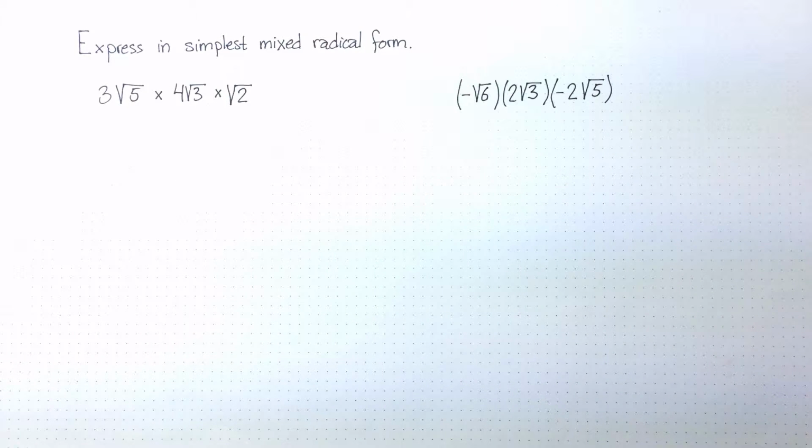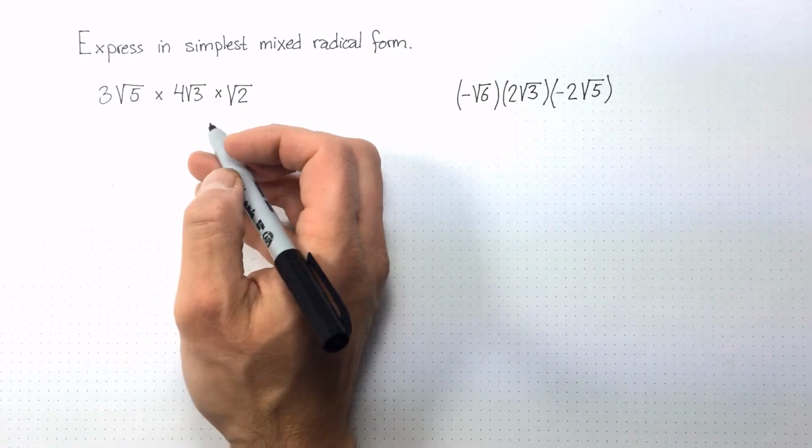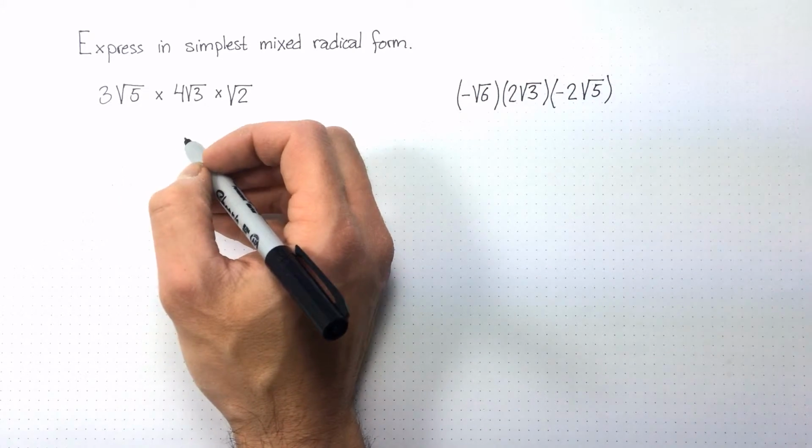Express the following two radical expressions in their simplest mixed radical form. So let's look at this first one here. We can rearrange the terms to make it a little bit easier to see which terms we will be multiplying.